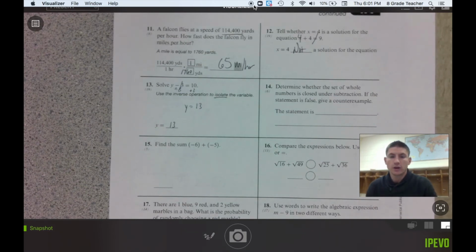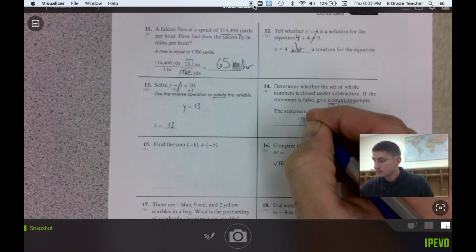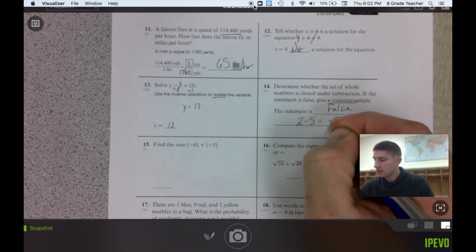Determine whether the set of whole numbers is closed under subtraction. If the statement is false, give a counterexample. To say that a set is closed is to say that if you begin with a whole number, use the operation, and end with a whole number. So a whole number subtracted by a whole number is going to give you another whole number. Now, this can be tricky sometimes, but you have to think outside the box to say, can I prove this wrong? Is any number subtracted by another number not going to be a whole number? For example, if I take a smaller number and subtract a larger number, so 2 minus 5 gives me negative 3. Well, negative 3 isn't a whole number, that's an integer, so this statement is false. It says if it's false, give a counterexample, we just did by that type of thinking. 2 minus 5 equals negative 3.